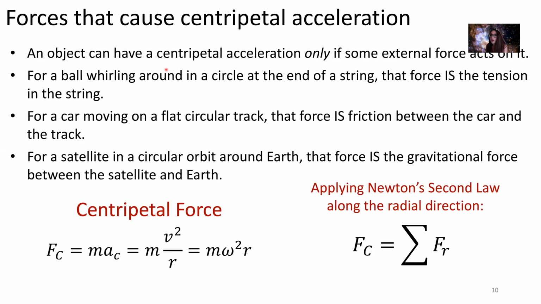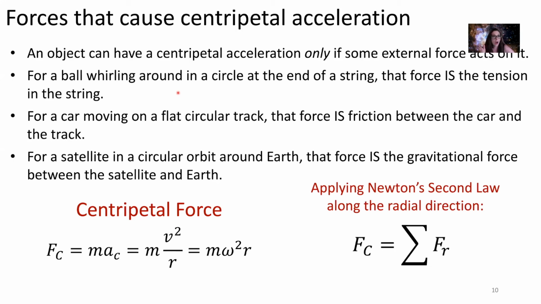Okay, so there are a few examples of things that can cause centripetal acceleration, motion around a circle. For example, you could have a ball whirling around in a circle at the end of a string. The force that's causing the centripetal acceleration is the tension force in the string. You have to have a tension force in the string in order for that object at the end of the string to be able to execute that circular path.